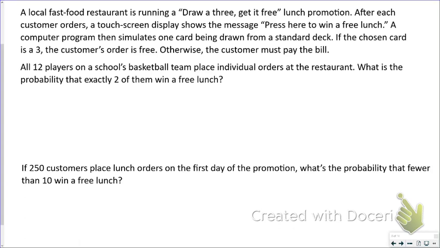So there are 4 3s in a deck. Probability of winning any one trial is 4 out of 52, which I like to convert to a decimal, although you can type a fraction into the calculator when you do the binomial probability, but I like to have a decimal, so I'm going to use 0.0769 for my probability of success. All right.